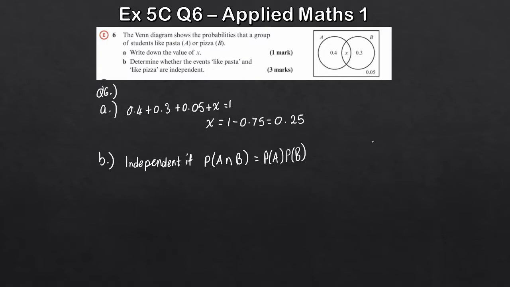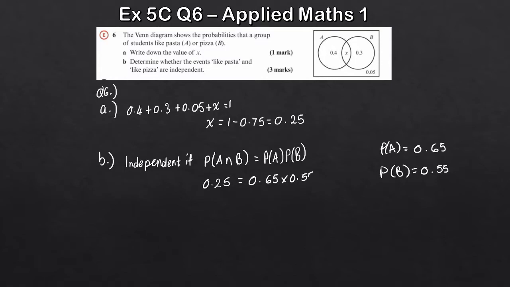So let's write down what the probability of A and the probability of B are first. The probability of A is going to be 0.4 plus the x, so 0.25, which is 0.65. The probability of B is going to be 0.3 plus 0.25, so 0.55. Remember, the probability of A intersection B is where the two circles intersect, so that's just x for this question. So we're asking is 0.25 equal to 0.65 times 0.55.